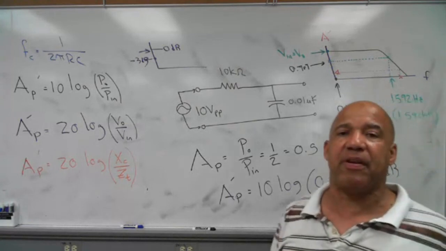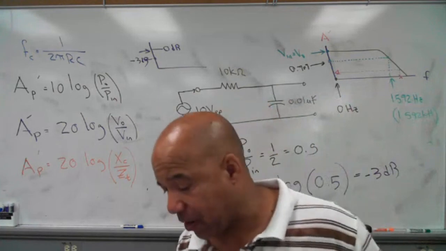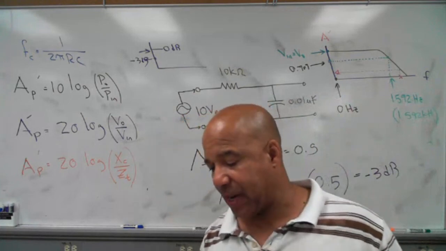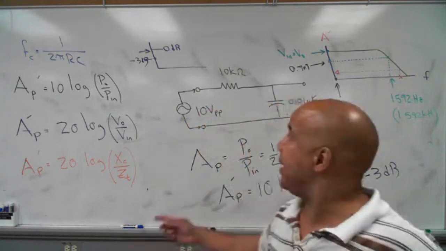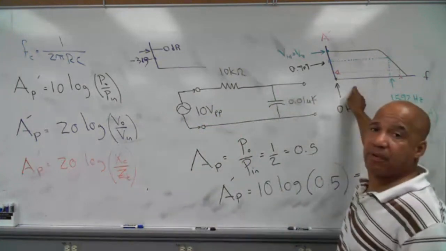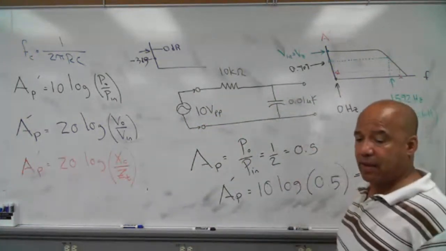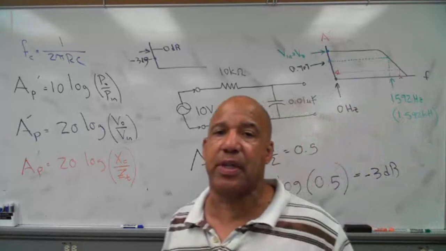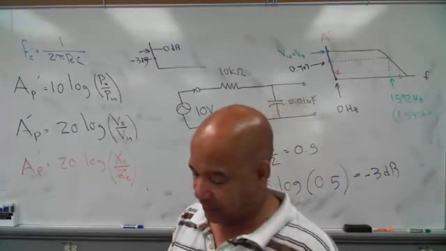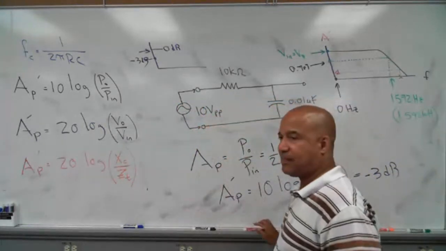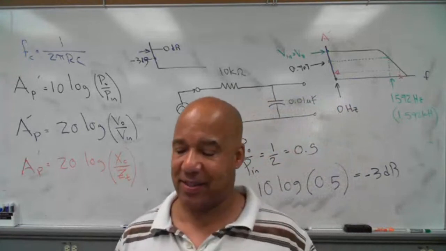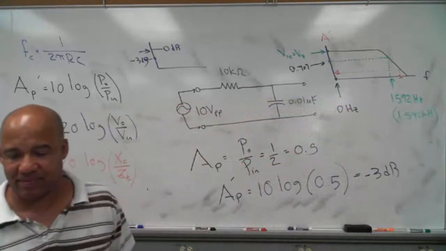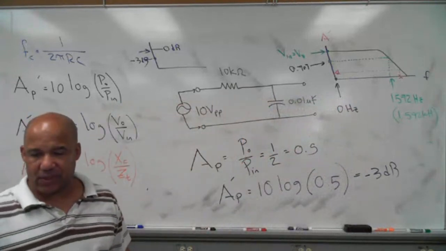Let's see if the math agrees. See if you can figure out D, and in figuring out D, we already did E. E is right here. They want you to sketch the graph, put the values in. We've already done that. So if you can figure out D, we're done. D-U-N, done. Okay, see what you can do with that one.